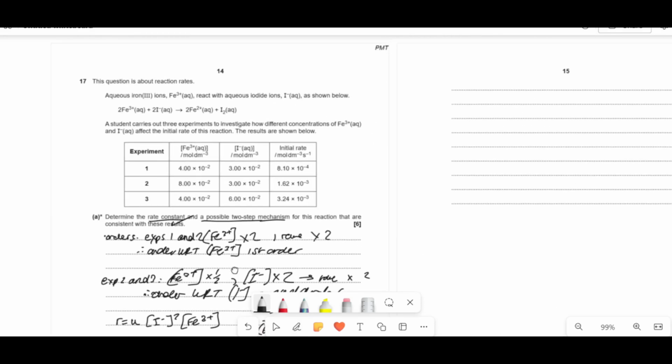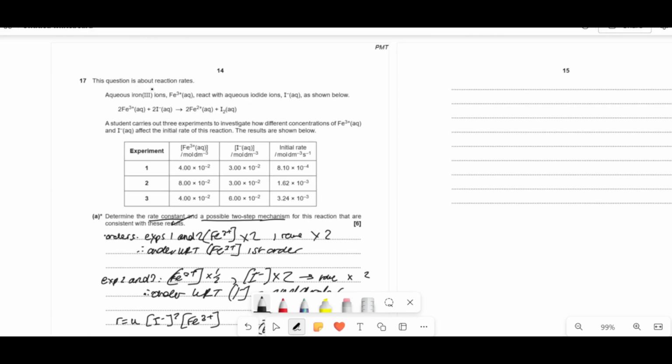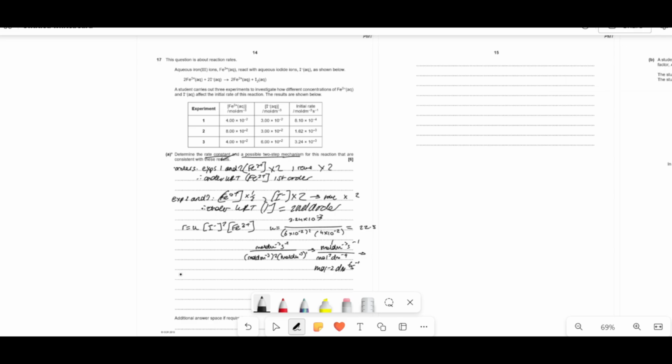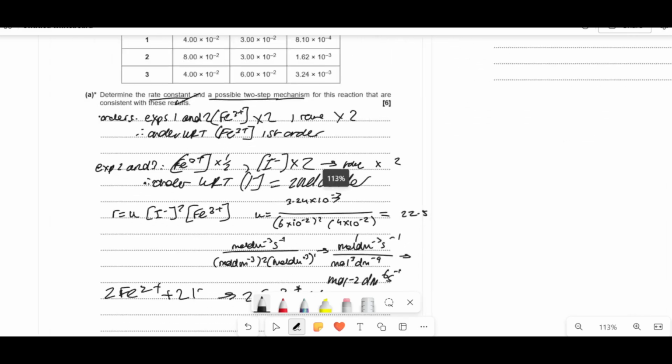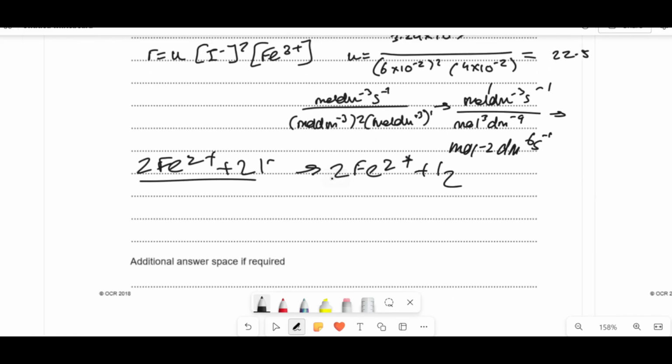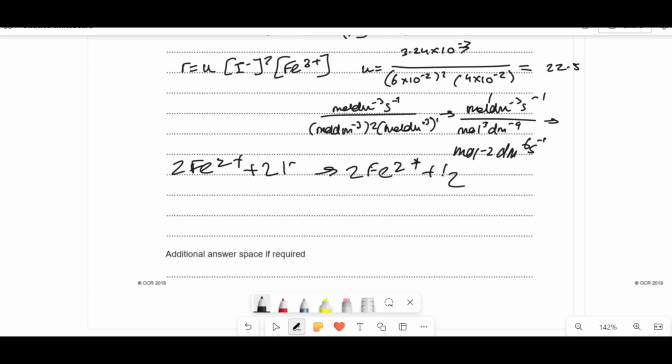So when you're doing a two-step mechanism, it's got to overall result in this. If I just write our overall equation down here, it's going to be 2Fe3+ + 2I- goes to 2Fe2+ + I2. So whatever steps these mechanisms have, it has to start with this and finish with this overall. We can make some weird in-between stuff as long as they disappear.